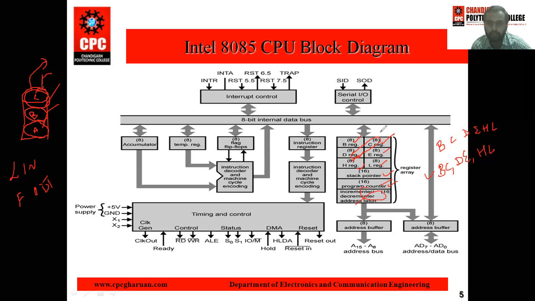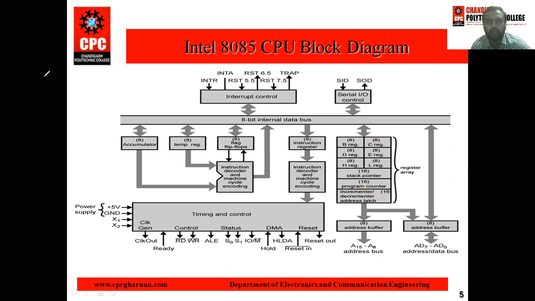This is the general purpose registers. This is the temporary register in which the processor can store data. The main thing is that if you want to store 8-bit data, then we can use the B register, C register, D register, E register, H register, or L register. If you want to store 16-bit data, then we can store the data in the pairs: BC register, DE register, HL register.